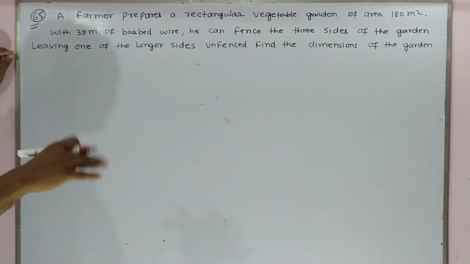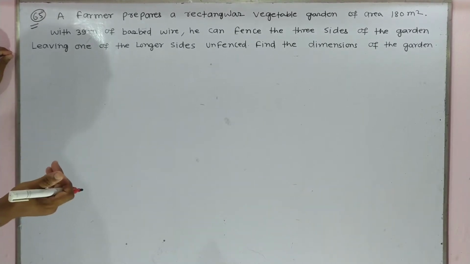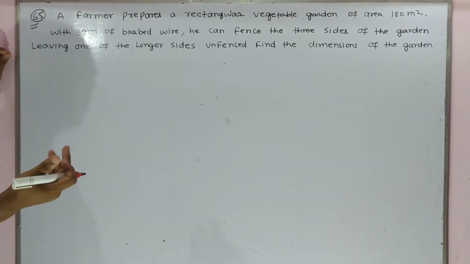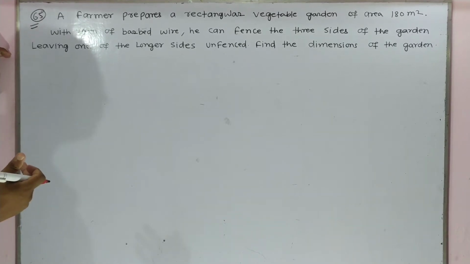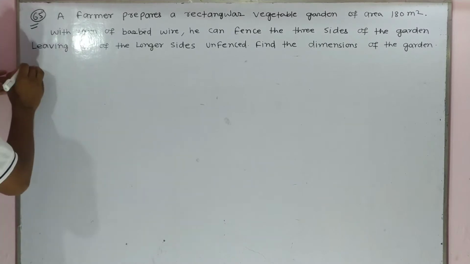He can fence three sides of the garden, leaving one of the longer sides unfenced. Find the dimensions of the garden. Let us see the solution of this question.